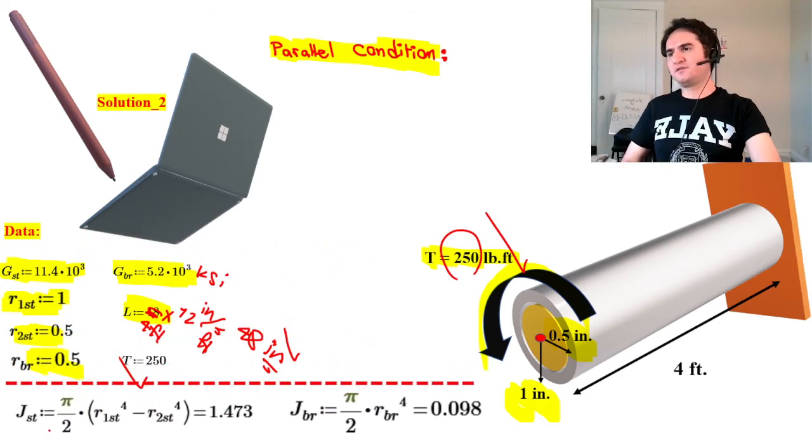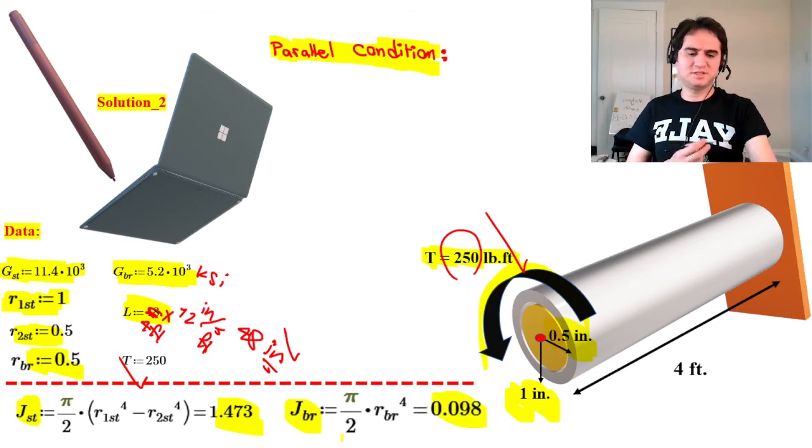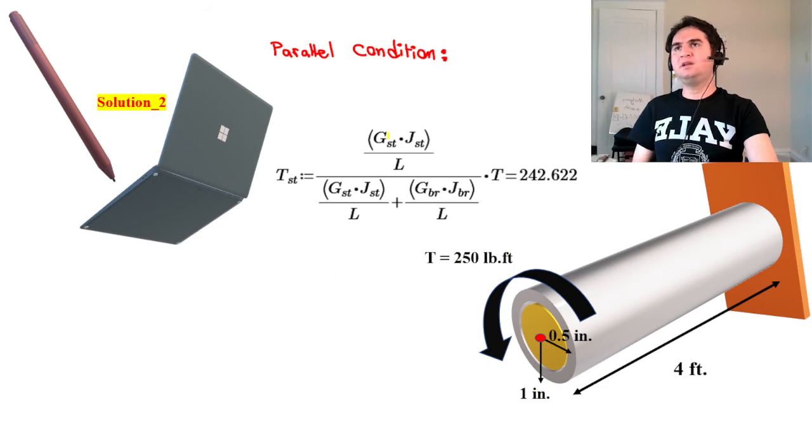Let's first calculate the polar moment of inertia for each part, brass and steel. That's pi over 2 times c to the power of 4, and if there is an inner and outer radius, just subtract the two. Then for solving the parallel condition, the share of torsion for steel is the stiffness of steel over the total stiffness times the torsional torque.